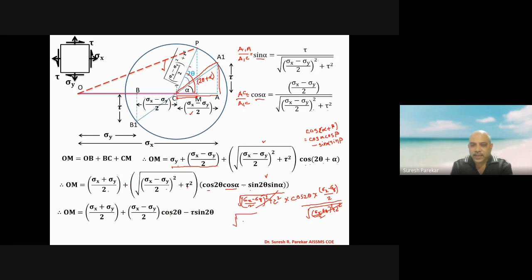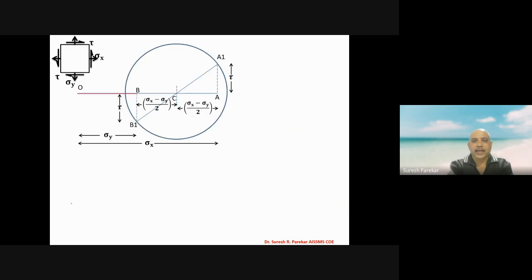So if we put ((sigma x minus sigma y)/2) whole square plus tau square outside, we are separating it from this and this into sine 2 theta. And for sine alpha we have tau divided by, again, root of ((sigma x minus sigma y)/2) whole square plus tau square, and again this gets cancelled, and we will get minus tau sine 2 theta. So likewise we will get this as OM, which we are going to call sigma n. Now I will go directly to this.